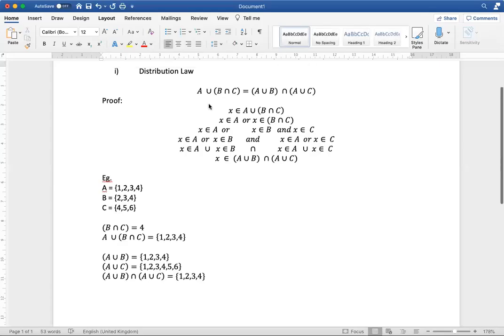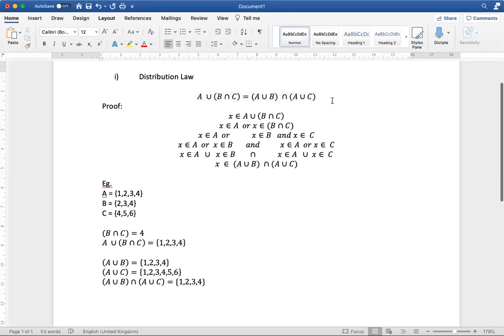So I have a proof to show you this way, the distribution law, just the same as we indicated in the PowerPoint. So here is the proof. If I have an object, let's say X, belongs to the left-hand side, A or (B and C), and I expand it, X belongs to A, or, because of this or, X belongs to B and C. The next step, I want to widen that relationship: X belongs to A, or X belongs to B and X belongs to C.